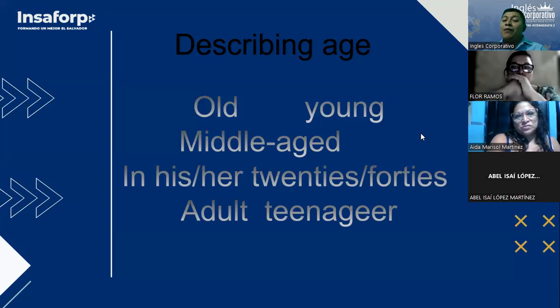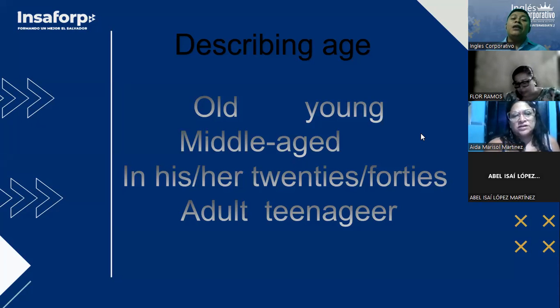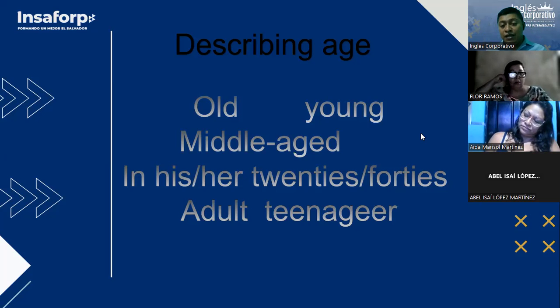And also we have describing age, describiendo la edad. So we have old, young, middle age, and we can use this phrase, right? In his or in her 20s. Si alguien tiene de los 20 a los 29 años, we say in his or her 20s. Si alguien tiene de los 40 en adelante, we say 40s, hasta los 50, 50s. Y así, ¿verdad? 20s, 30s, 40s, 50s, 60s. Cuando solo calculamos la edad, we say, he is in his 20s. Oh, she is right in her 20s. And then we have adult and teenager. Adulto y adolescente. Teenager. Okay?